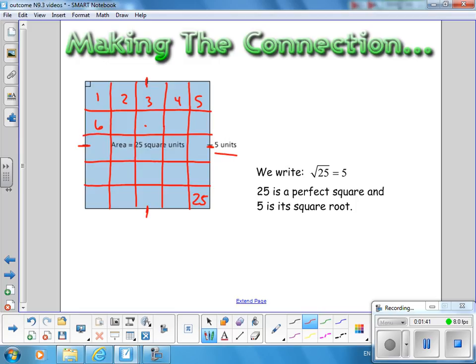And we write it this way. We write the area inside the square root sign. We write the side length as the answer. So 25 is called a perfect square. We can make a perfect square that has 25 units in it. And when we do that, its square root is 5 because the side length is 5.